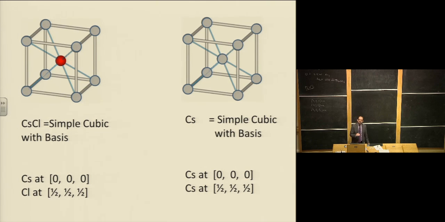You will find books that make this mistake. This goes beyond difference in nomenclature. It's just wrong. It is incorrect to call it body-centered cubic lattice. Cesium, pure cesium, where there is a cesium atom at all of the points here, even the one in the center, that is a body-centered cubic lattice.